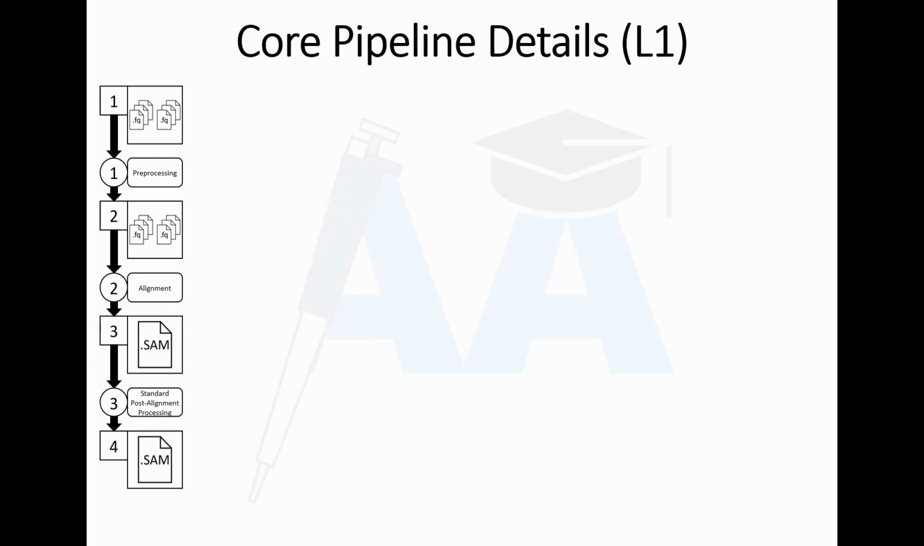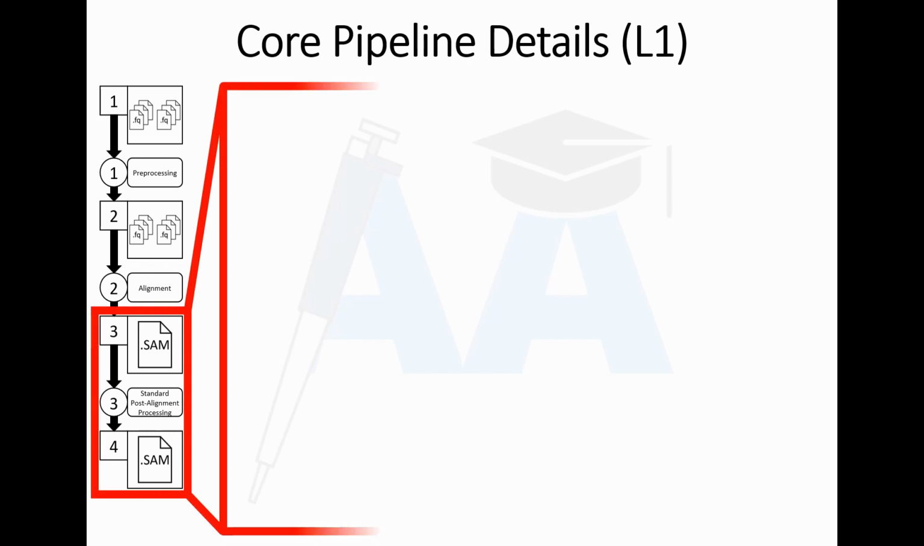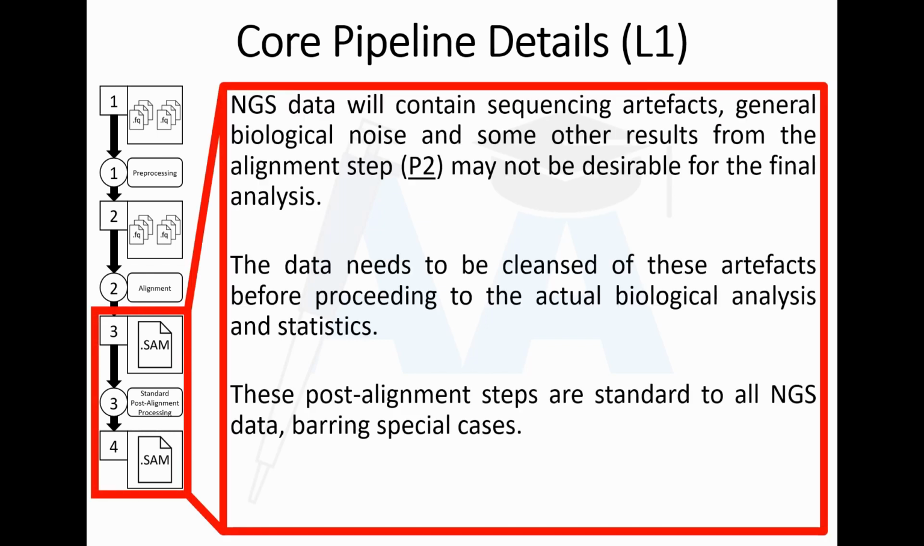Okay, now that we know what SAM files are, we can talk about the standard post-alignment processing steps in the pipeline. These steps are fairly standard across almost all NGS data, because some sequencing and biological artifacts are almost ubiquitous across different NGS techniques and technologies. The steps are as follows.